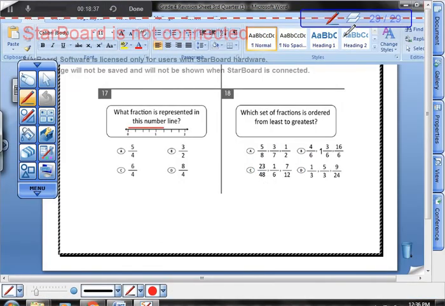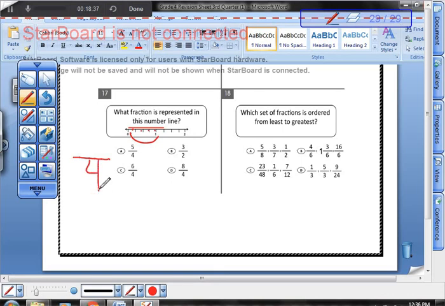Okay, number 17. What fraction is represented on this number line? We need to write the fraction, numerator and denominator. My denominator tells me how many equal parts are in the one whole. This is one whole, from 0 to 1. Let's count how many equal parts are inside: 1, 2, 3, 4. My denominator is 4.